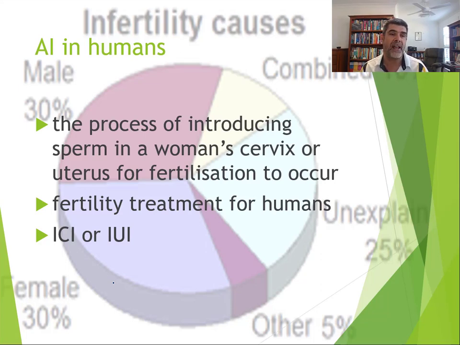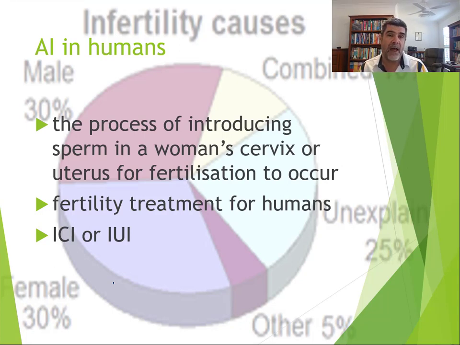The purpose of AI in humans, or the processes associated with AI in humans, is exactly the same as that for animal husbandry, and that is the introduction of sperm into either the cervix, so ICI if it's deposited near the cervix, or IUI if it's deposited directly into the uterus. Usually there's a slight difference in the treatment of the semen that's going to be introduced in either place, partly to provide the sperm with the best opportunity, after they've been released, to find and fertilize the egg. So this is just a little bit of an overview here.